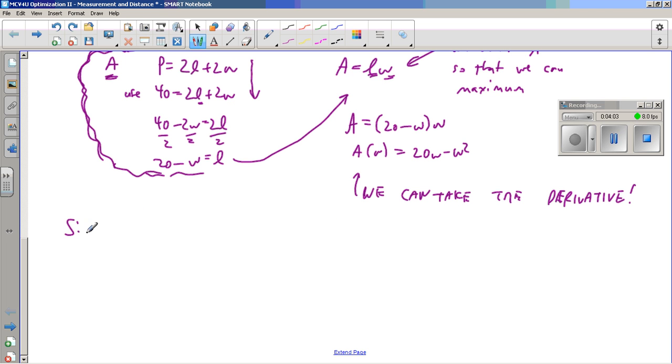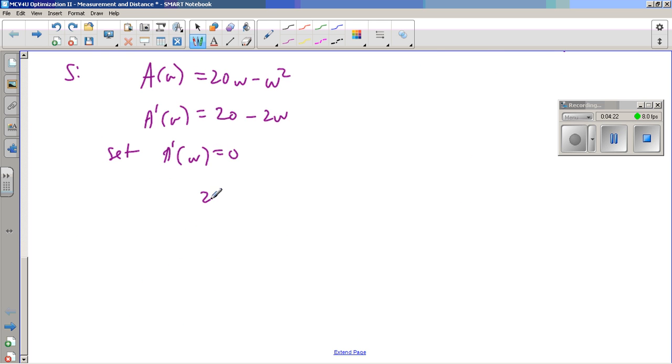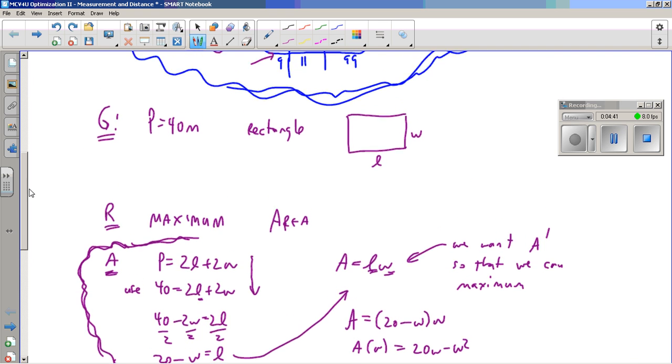So now in the solution step, once I've got my function, once it's in derivative-ready form, then I'll find the minimum or maximum, right? So set the derivative equal to 0, and I get 20 minus 2w equals 0. I get w equals 10, just like I expected. Well, hang on here. In the min-max algorithm, there were endpoints we were supposed to check, right? Well, what would be the endpoints?